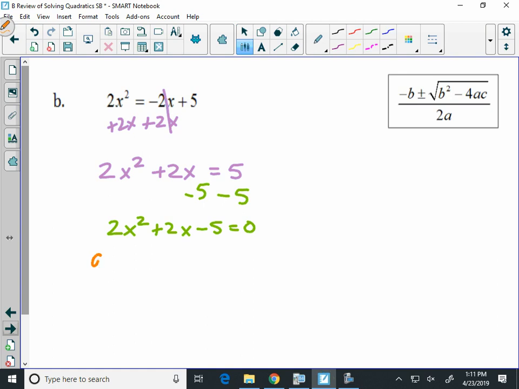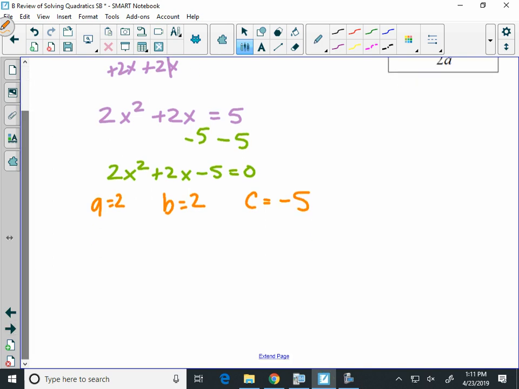You have to figure out what's my A, what's my B, and what's my C. Number in front of the x squared is my a. The number in front of the x is my b. And that number by itself is my c. And then we fill it into the quadratic formula.